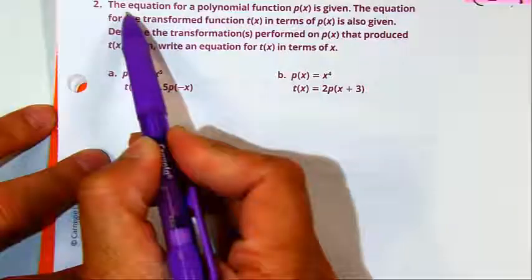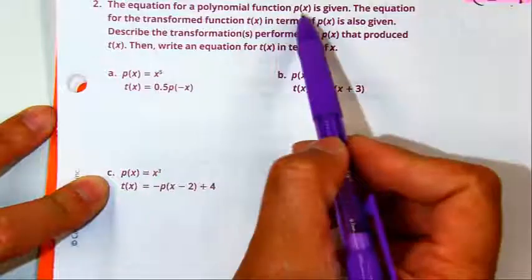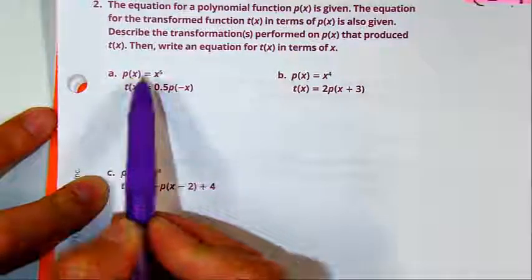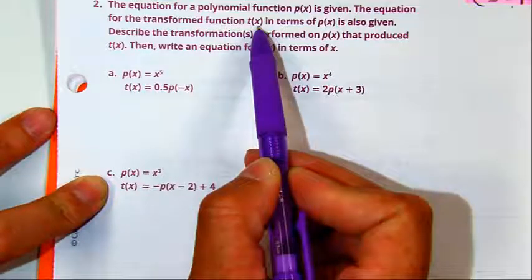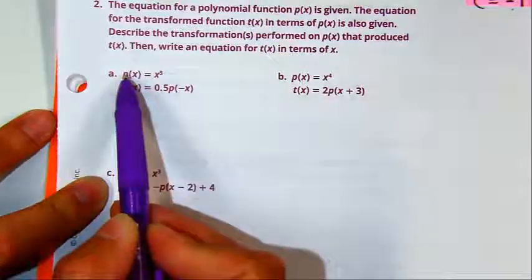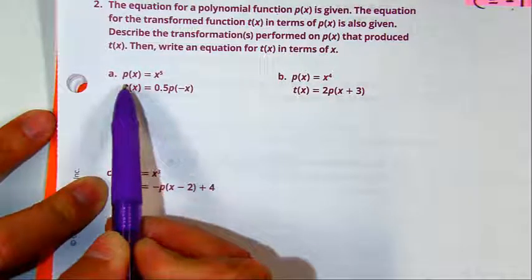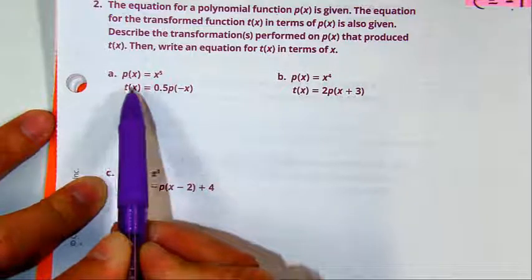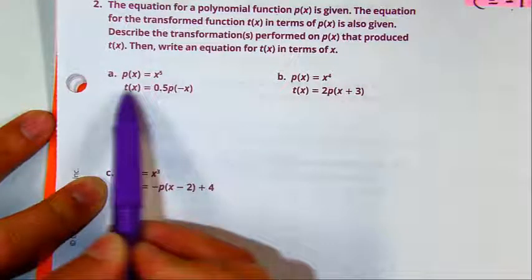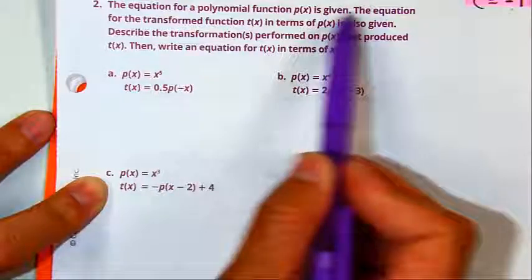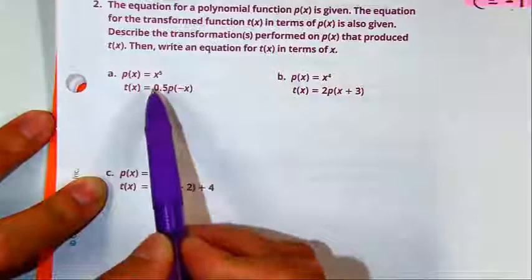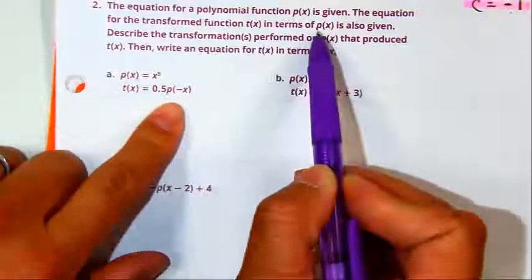The equation for a polynomial function p of x is given. The equation for the transform function is t of x. So think of it as p is the parent function, and the child function, you look a little bit like your parents, you're just a little bit different. That's t of x. The equation for the transform function t of x, in terms of p of x, is also given.